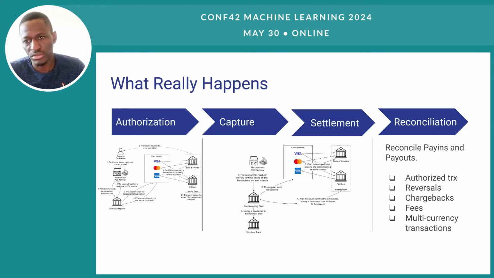Now, what the financial institutions would do is they receive the request and then they try to match each capture record to a transaction that they've previously authorized, right?